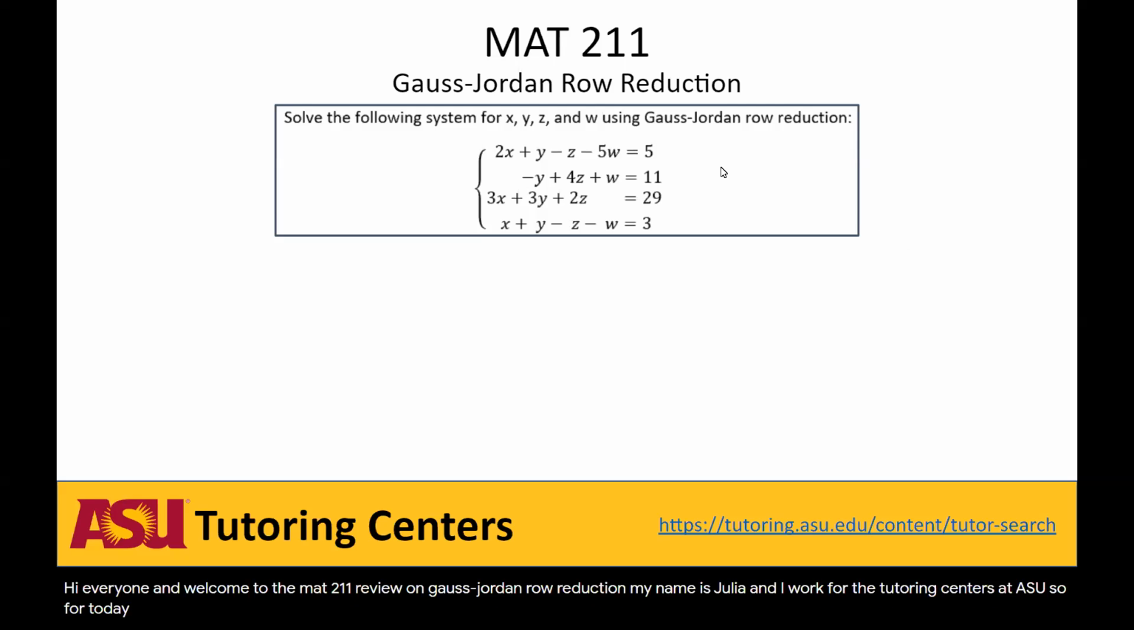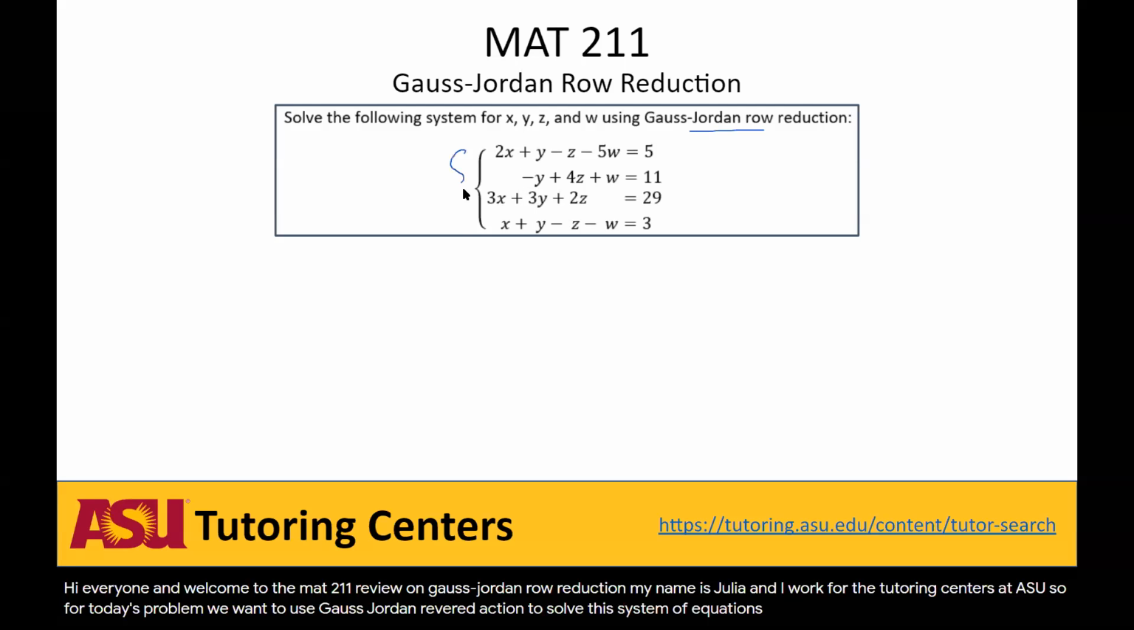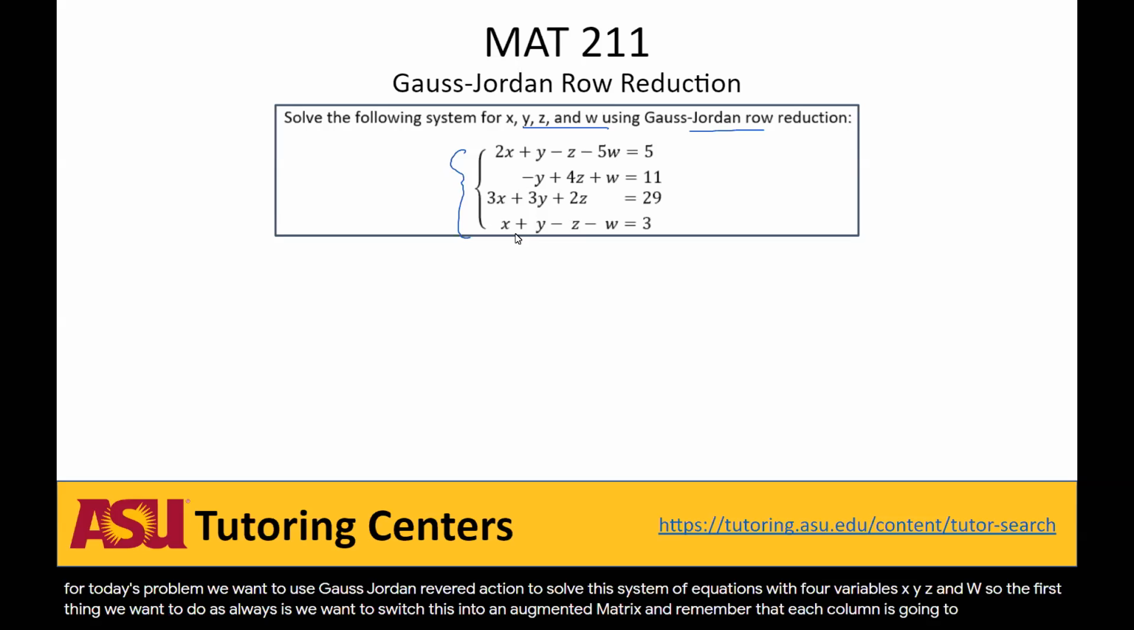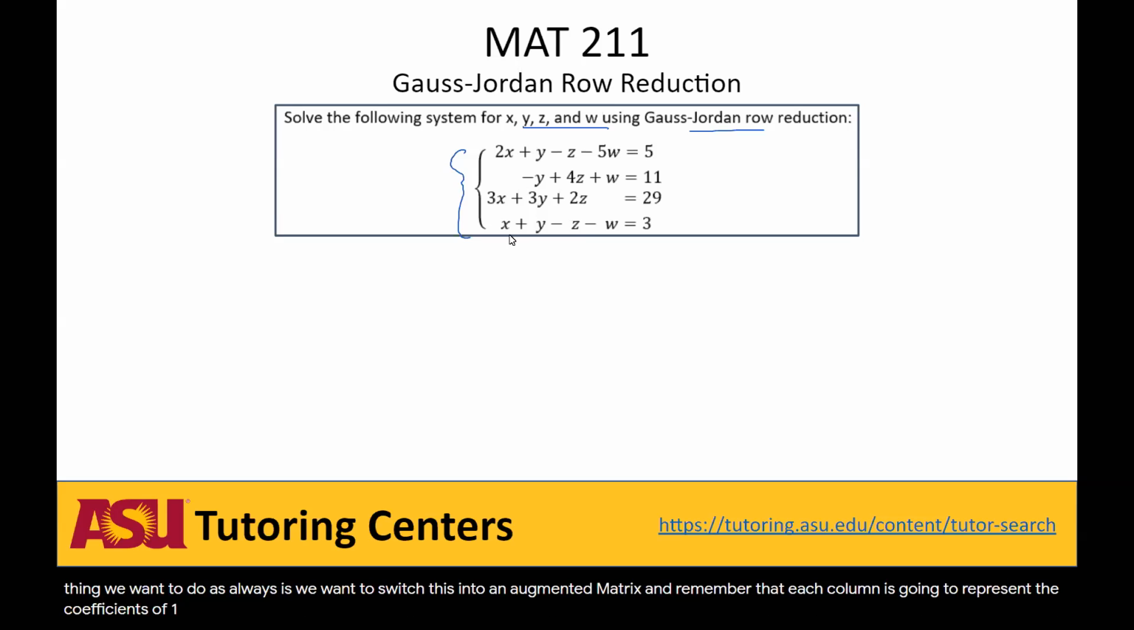So for today's problem, we want to use Gauss-Jordan Row Reduction to solve this system of equations with 4 variables, x, y, z, and w. The first thing we want to do, as always, is switch this into an augmented matrix. And remember that each column is going to represent the coefficients of one variable. We already have this nicely lined up for us with our x's first, our y's, our z's, and our w's. So let's go ahead and build that augmented matrix.